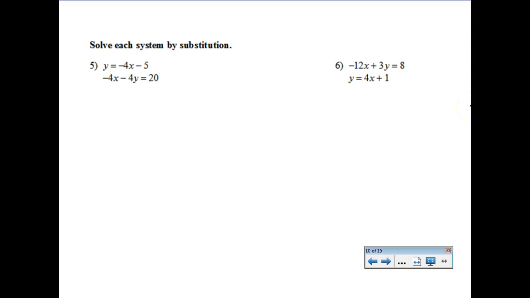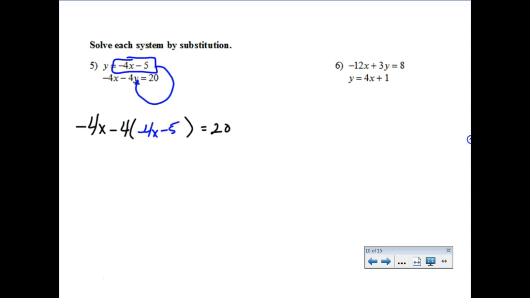All right, we're going to keep going. This time we are solving by substitution. So you try to find a recipe for one of the variables, and this is awesome because it's already set up. It says y is negative 4x minus 5. So into the next equation, the other equation, you're going to replace your y with that formula. So right there, this last line becomes negative 4x minus 4, but instead of y, we're using negative 4x minus 5. And now we simplify and solve.